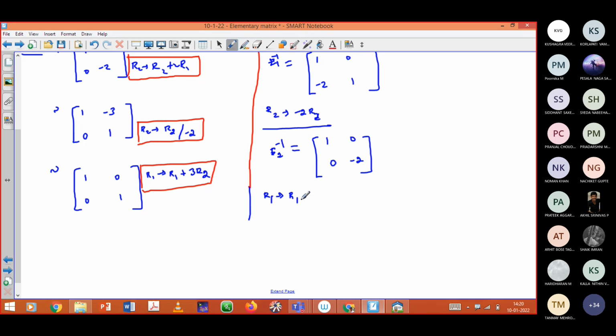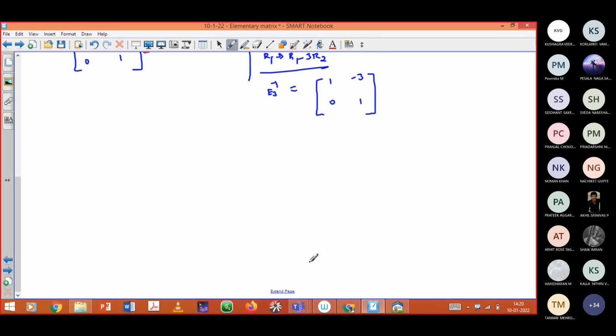R1 minus 3 R2. Very good. So here E3 inverse is equal to 1 0... What is the value that will come? 1 minus 1 minus 3. 1 minus 3. Okay. Second row, there is no change. You can use it as in the form.